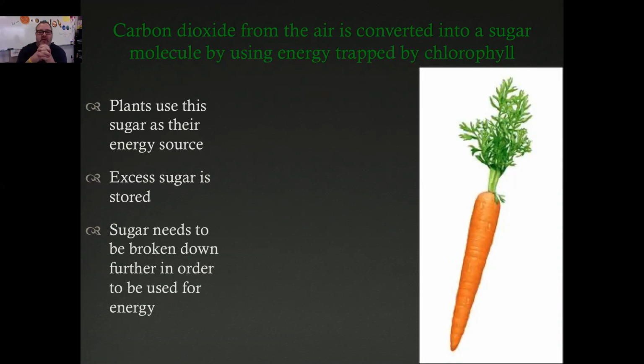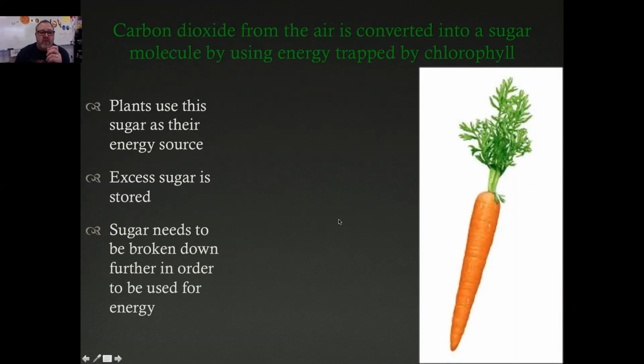We'll talk about that in a second. But plants use that sugar as their energy source. Okay, if there is excess sugar, it gets stored, and oftentimes it gets stored in the roots of those plants, and things like beets and carrots and things like that.